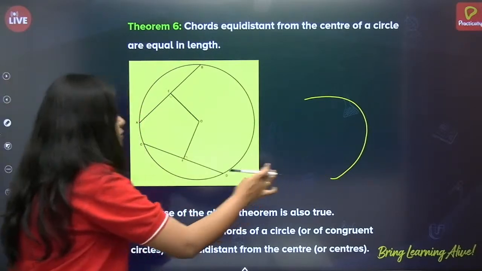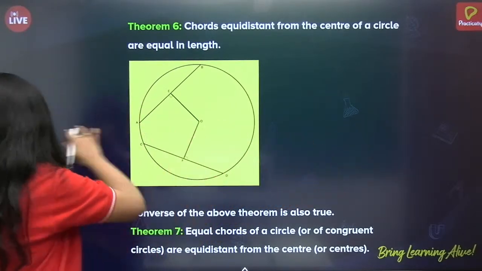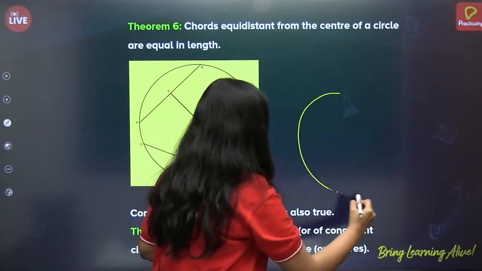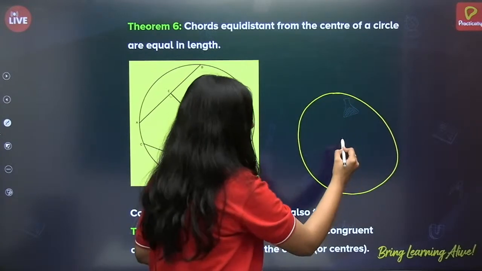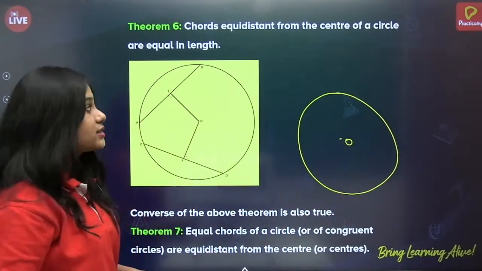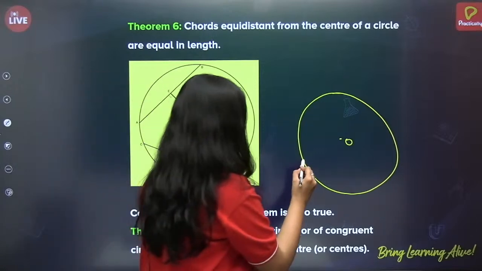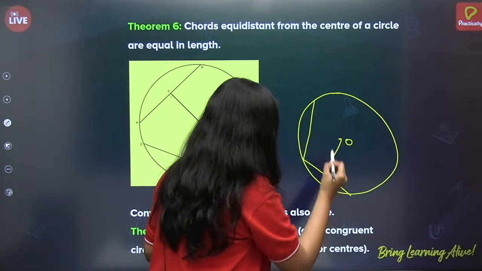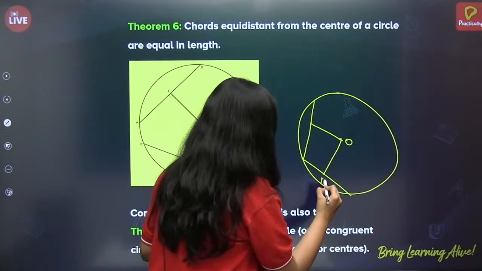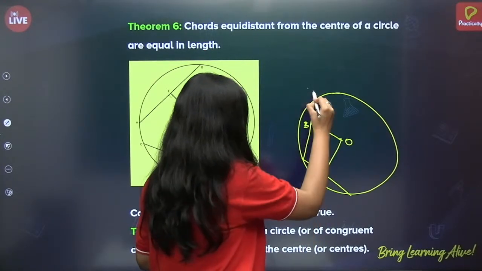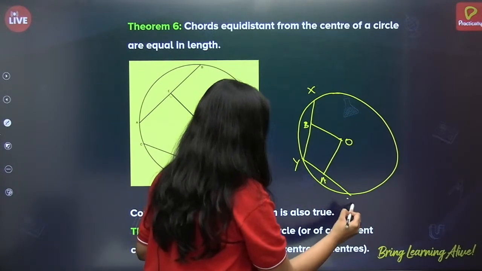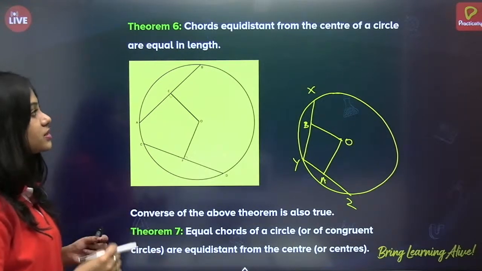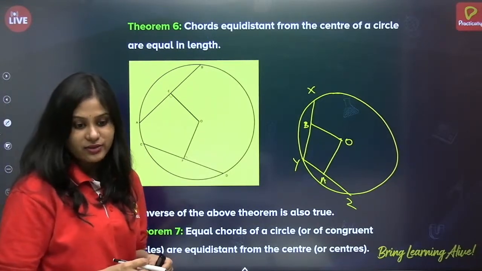Okay. Let me draw this circle again because it did not appear as a circle. So let me draw a circle with center O. What is it saying? Chords equidistant from the center. Okay. These are my two chords and this is equidistant. So OA is equal to OB. This is X, Y, this is Z. The chords equidistant from the center of a circle are equal in length.